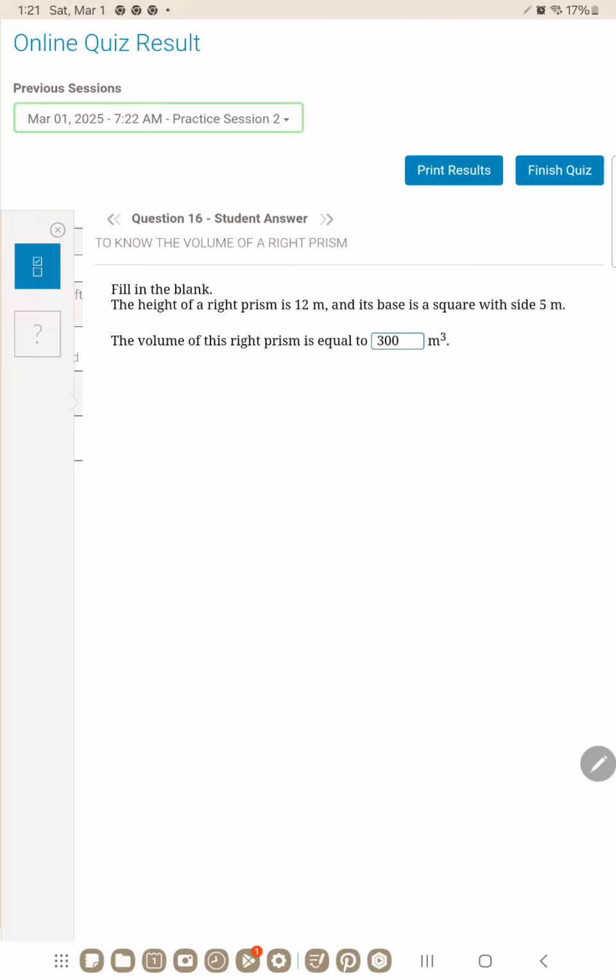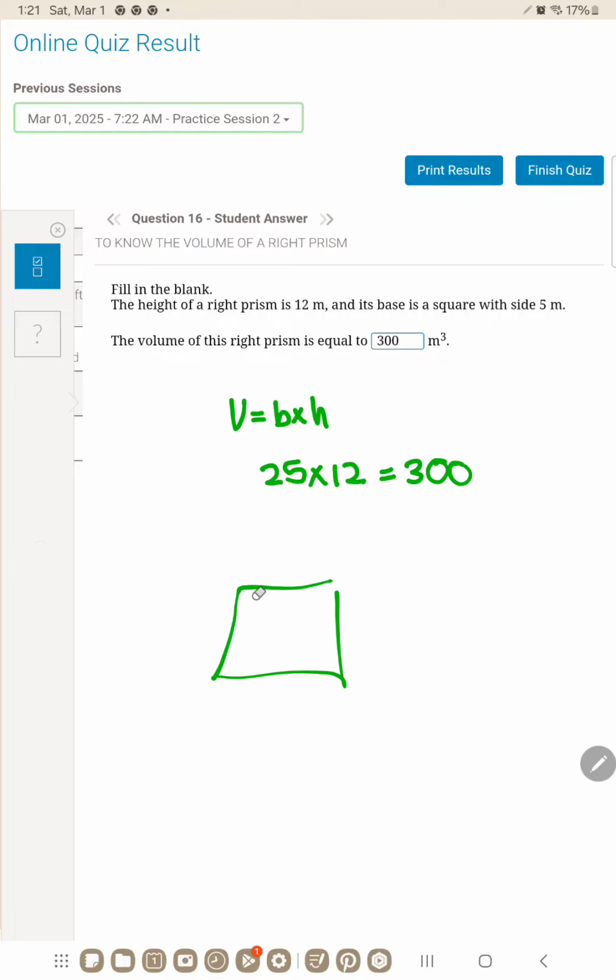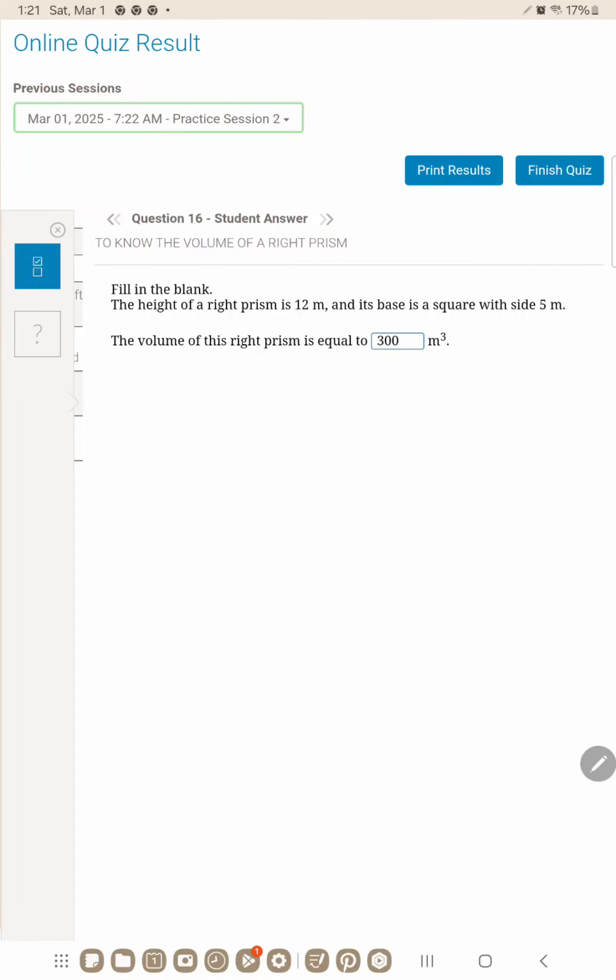Here they want the volume of a right prism, which is equal to base times height, and the base is a square, so area of the base times height. Area of the base is 25 and height is 12. So 25 times 12 is 300. Whenever we say base, we don't mean the side of the base, we mean the whole base, which is a square or whatever. Moving on.